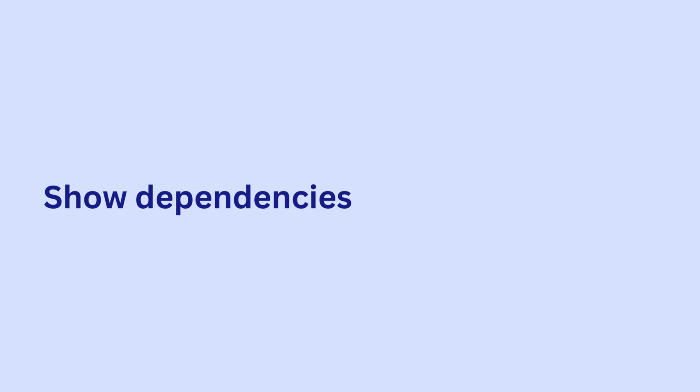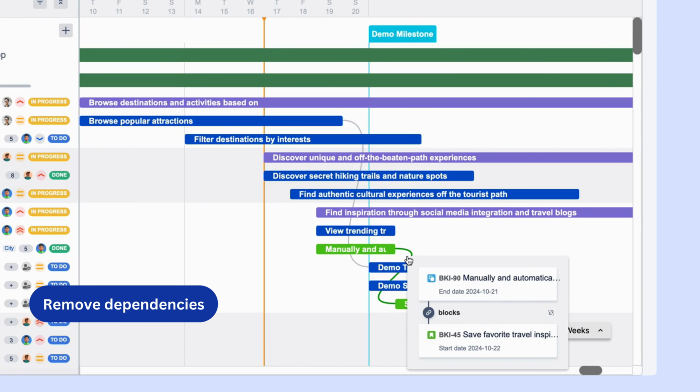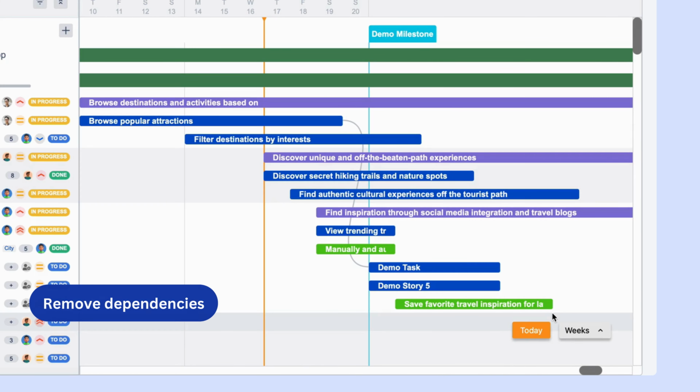Now let's manage task dependencies. Simply click and drag between tasks to create dependency lines. These lines help you visualize the critical path of your project and avoid scheduling conflicts. To remove a dependency, click on the line and choose the Remove Link icon.